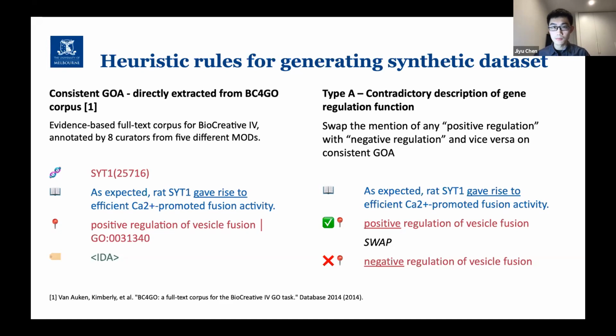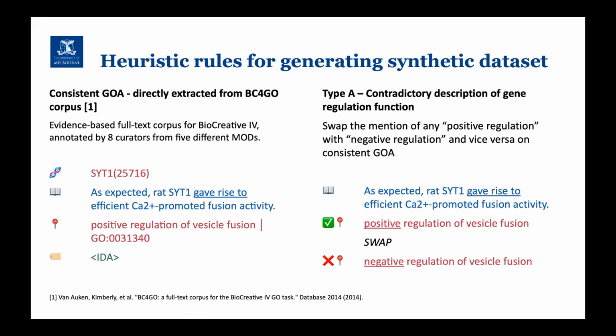To simulate type A inconsistencies, we scan through all the consistent GO annotations within this corpus and swap the mention of any positive regulation with negative regulation and vice versa. For example, given the consistent GO annotation shown here, we will swap the GO term above with the GO term below.